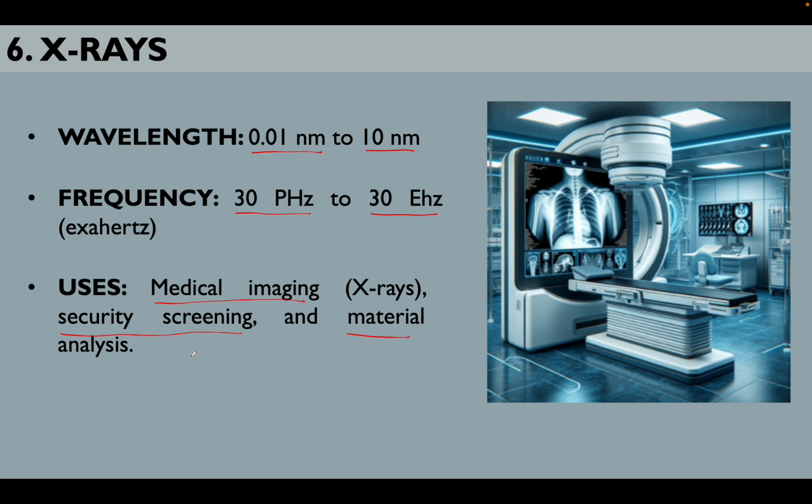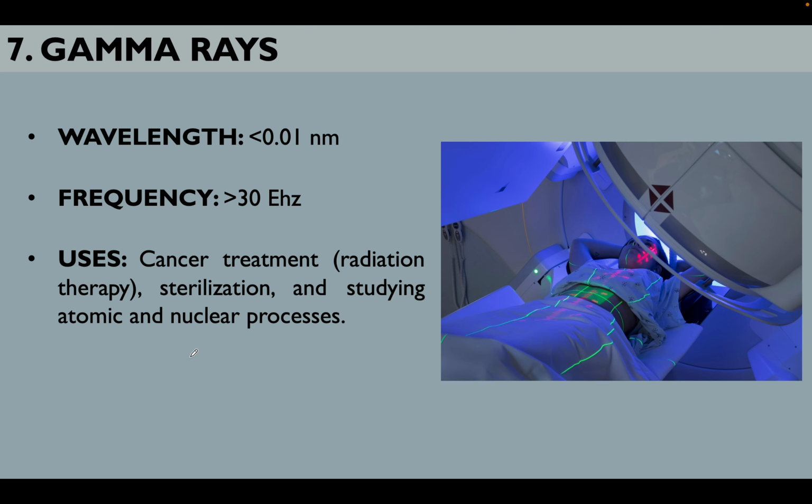And then we have the last one, which is what we call the gamma rays. So gamma rays, its wavelength is less than 0.01 nanometer. The frequency is greater than 30 exahertz. And some of the uses of gamma rays are cancer treatment, which is again the radiation therapy. We also have sterilization and studying atomic and also nuclear processes.